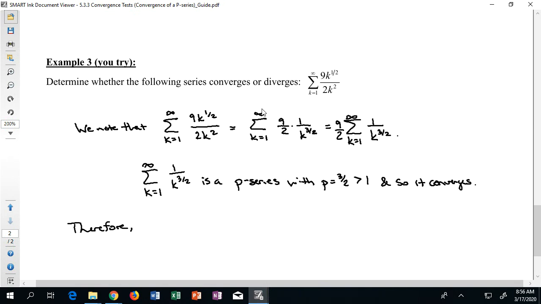That may seem like I'm done at that point, but I'm not quite done, because the question wasn't, does this series converge? The question was, does the original series converge? But then very, very clearly, like we had said in previous sections, if I take something convergent and I multiply it by a number, I don't change convergence. So I'll say, therefore, this series is also convergent.